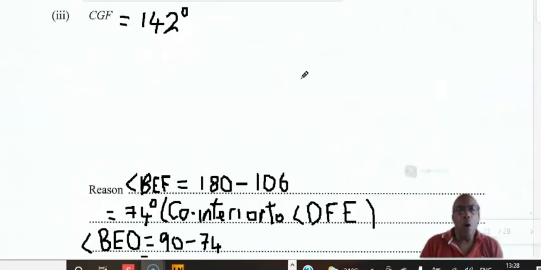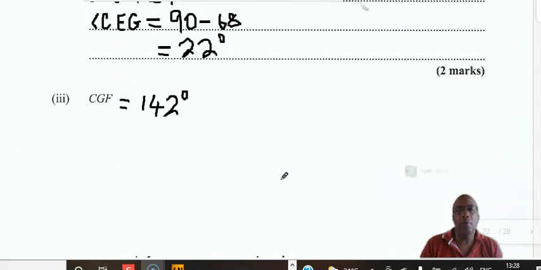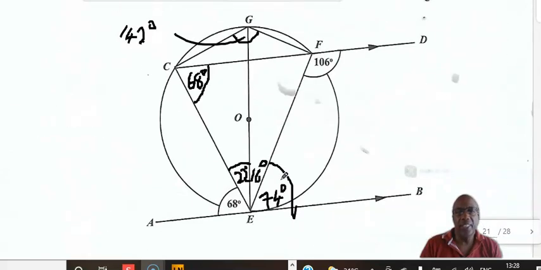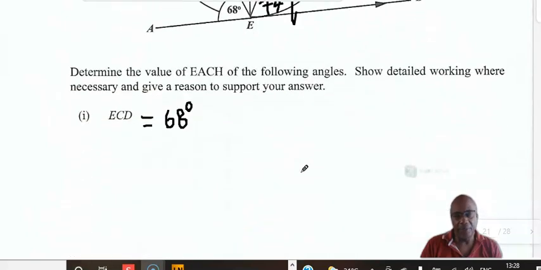We write out all the steps we took to get to the answer. So first, the reason angle BEF is 180 minus 106, which is 74 degrees. Let me show it to you again. Angle BEF, which is this angle here, is 180 minus 106, which is 74 degrees. And the reason is these two angles add up to 180 degrees because they are co-interior angles. That's the first step.